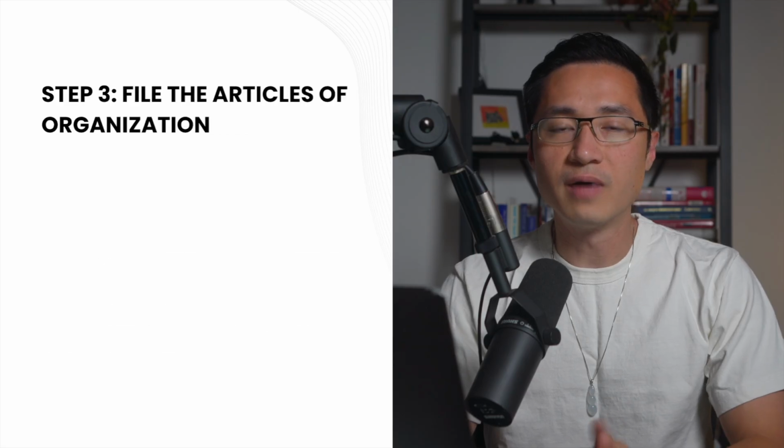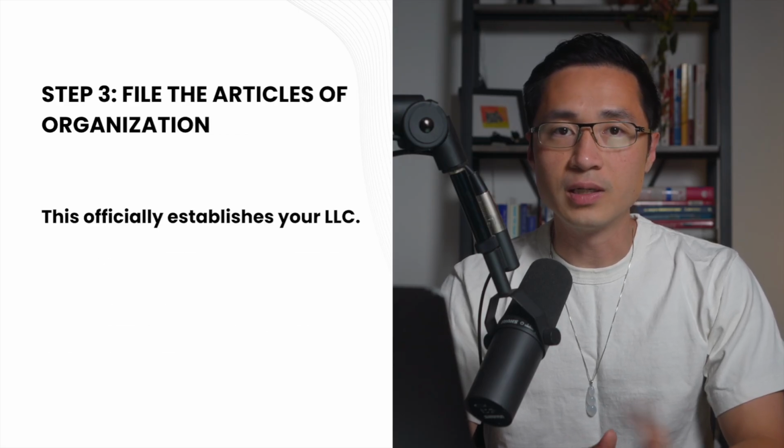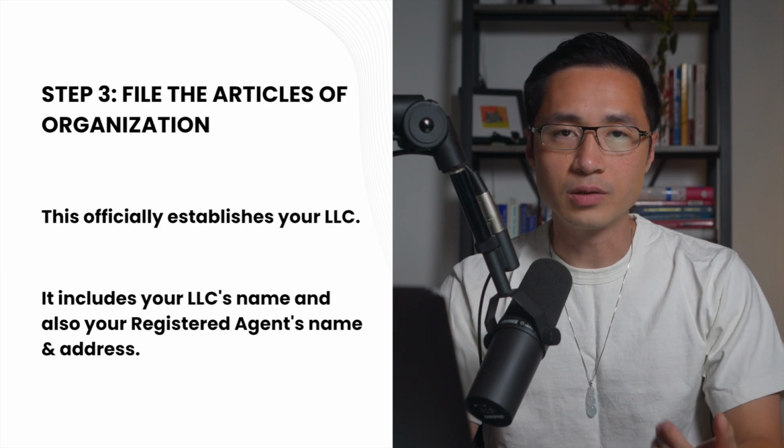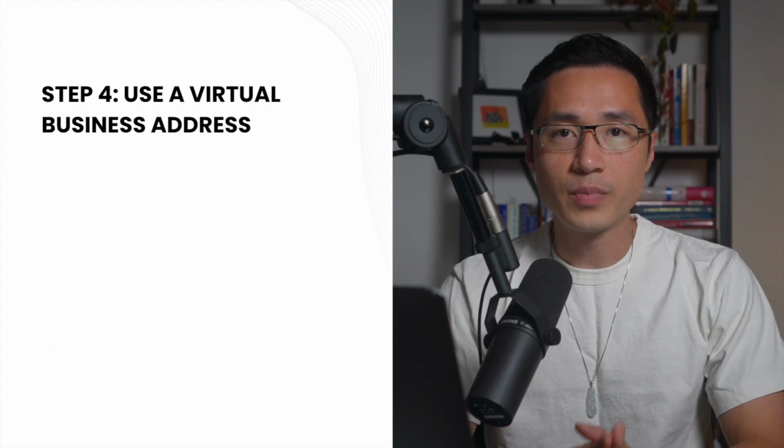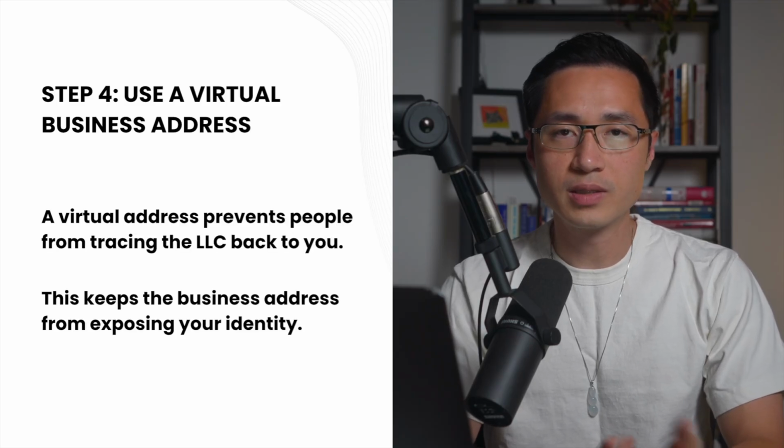The next step is to file the Articles of Organization. This is simply a document that officially establishes your LLC. It includes basic information like your LLC's name and also your registered agent's name and address. Step number 4 is to use a virtual business address so that you don't have to use your home address. A virtual address prevents people from tracing the LLC back to you. So this keeps the business address from exposing your identity.